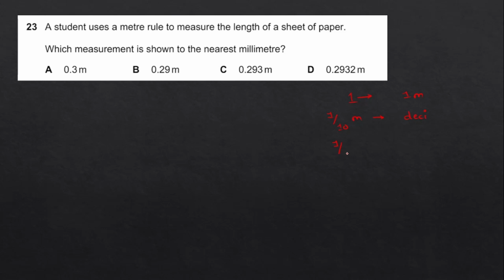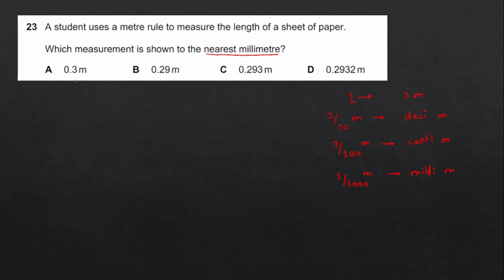Then 1/100th of a meter is called a centimeter, and 1,000th of a meter is called a millimeter. Now, if I want to check to the nearest millimeter, then I should have a 1,000th place in my value.